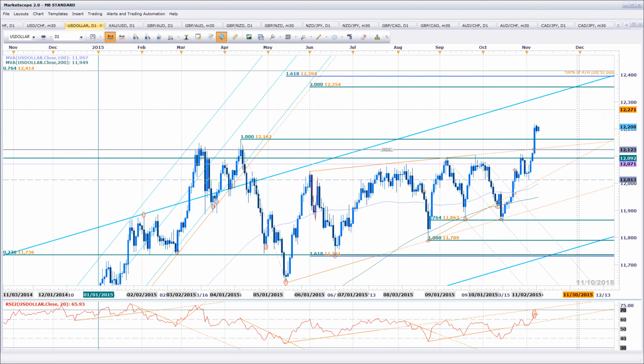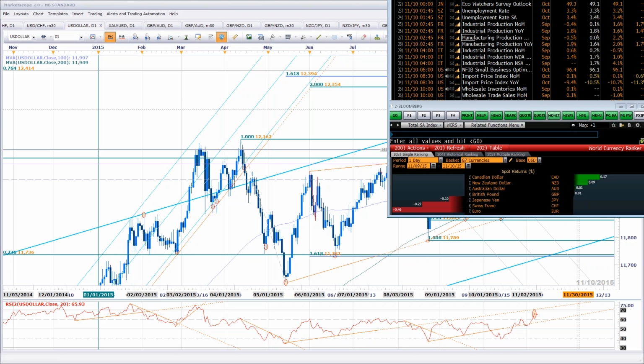We did just get import prices from the United States coming in slightly weaker than expected. Here's what that print looked like just a couple of minutes ago. Not likely to see any major market movement on that, but you do get wholesale inventories a little bit later in the session at 10, which could be a bigger play for the dollar.